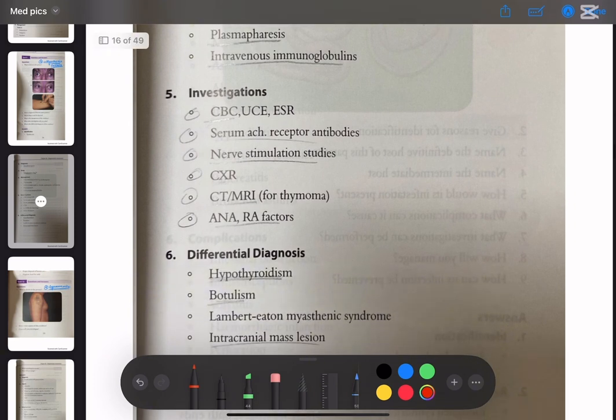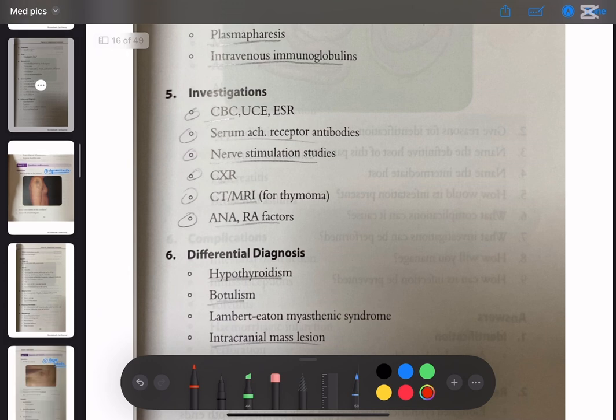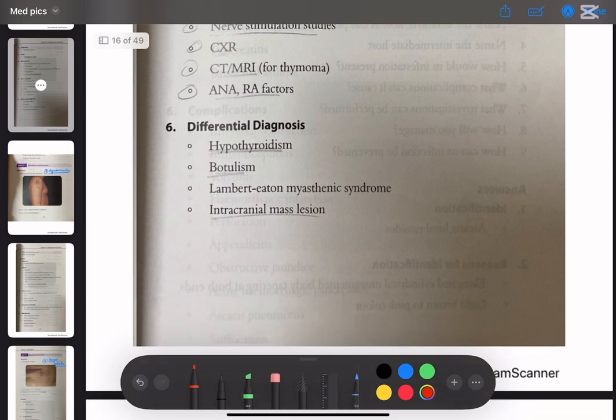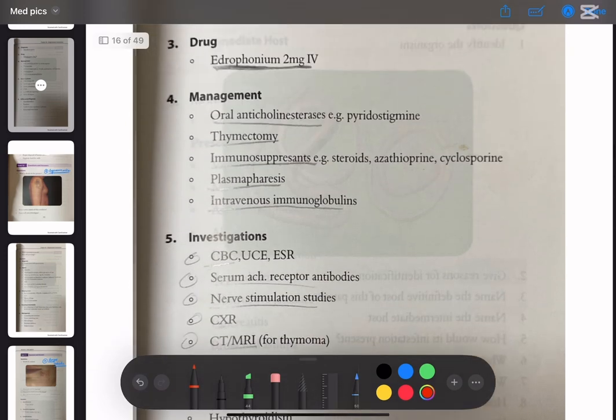Investigations that are done are CBC, urea creatinine and electrolytes, and ESR, serum ACh receptor antibodies, and nerve stimulation studies. Chest CT or MRI for thymoma is done, and ANA or RF factors. The differential diagnosis of myasthenia gravis are hypothyroidism, botulism, Lambert-Eaton myasthenic syndrome, and intracranial mass lesions. Okay. So these are some important things.